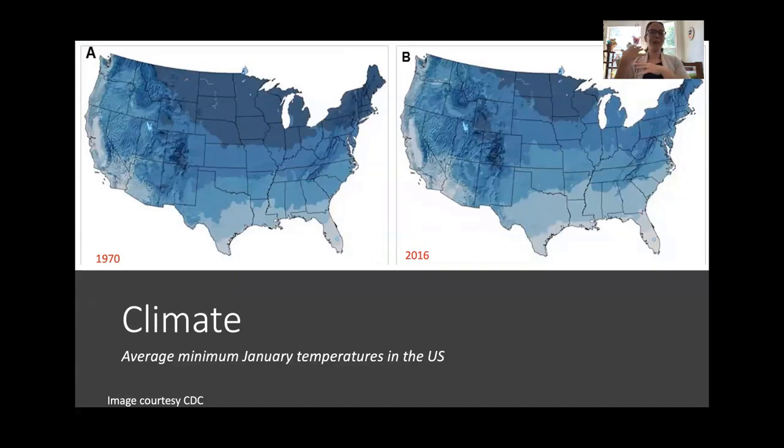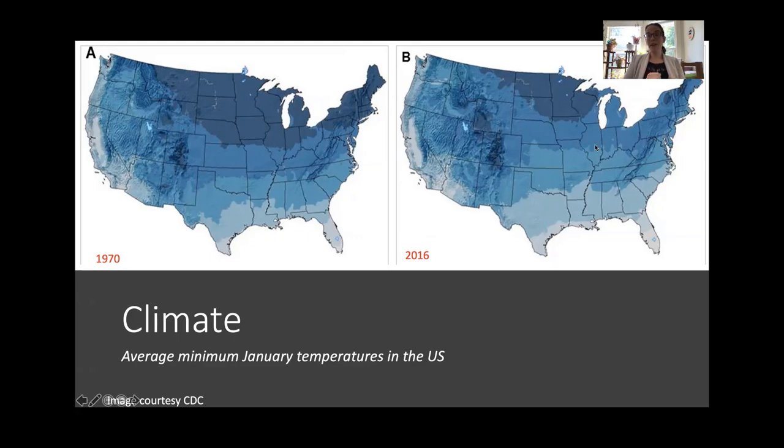So when we're talking about vectors, we have to talk about climate and weather and landscape before we can talk about prediction. And climate, I'll just say, is not the same thing as weather. Climate means long-term trends and long-term behavior across the whole year over multiple years. So we see here in these maps between 1970 and 2016, the average minimum January temperatures in the US, if you look at Illinois, it has changed dramatically over that period of time.